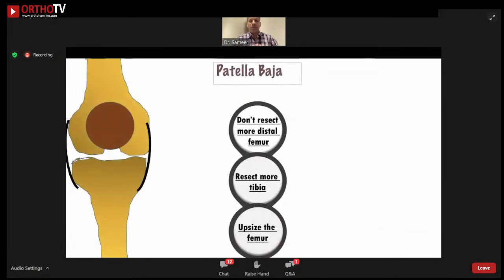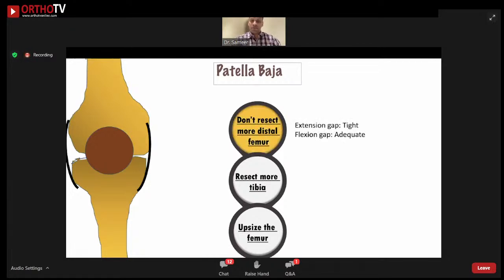And many of the long-standing flexion deformities can be associated with a patella baja. When you deal with such cases, you should take certain precautions, especially when the deformity is more. Never ever take more distal femur. So what will happen if you're not taking distal femur? Your extension gap is going to be tight, but your flexion gap becomes adequate.